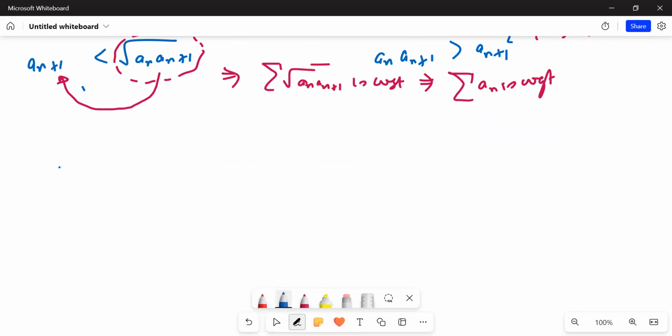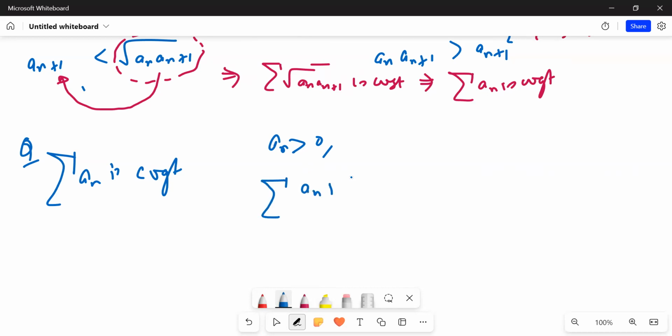Just think about this. If summation a_n is convergent and a_n is greater than 0, then what can be said about this series? Summation from n equals 1 to infinity of (a_n plus 4 raised to power n) upon 5 raised to power n. What can be said about this series? Is it convergent or divergent?